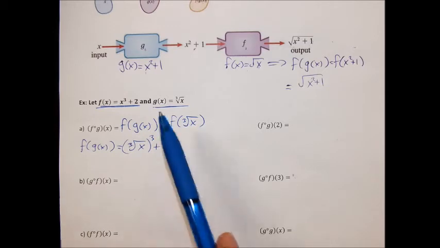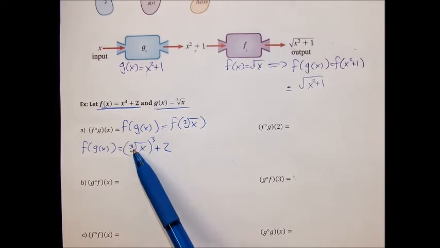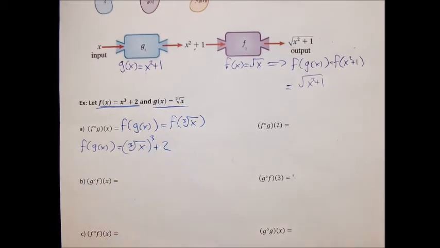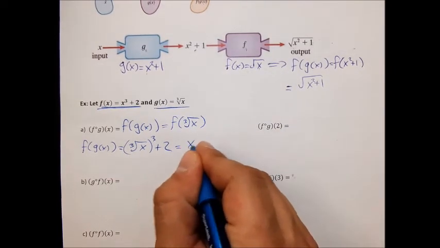Yeah, and so the next step is then, can we simplify it? And so we've got a cube root that's being cubed, and so those two things cancel out. Good. And so it's just x plus 2.